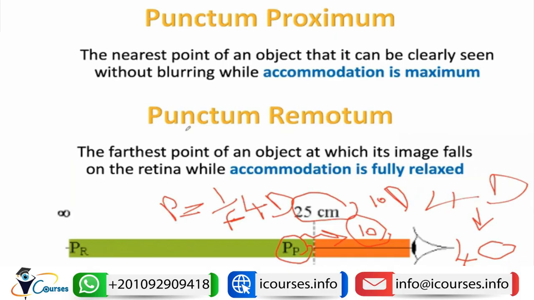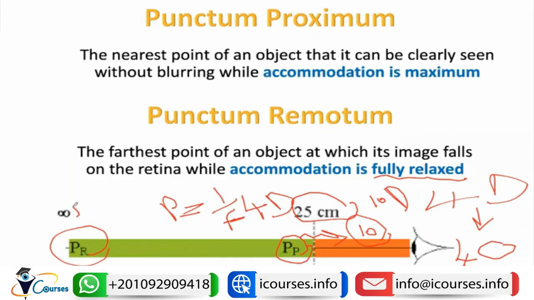Punctum remotum is the term that we mentioned earlier, and this will be the reverse of punctum proximum. It is the farthest point at which an object can be seen clearly, and whose image really falls on the retina as the accommodation is fully relaxed. So when the accommodation is completely relaxed, if an object is placed at the punctum remotum, then its image will fall on the retina. This will be the condition of punctum remotum.